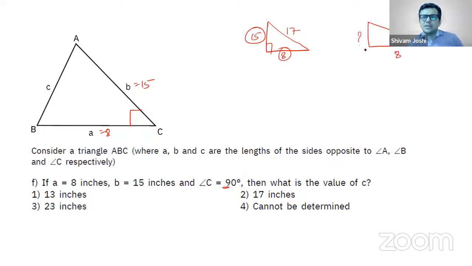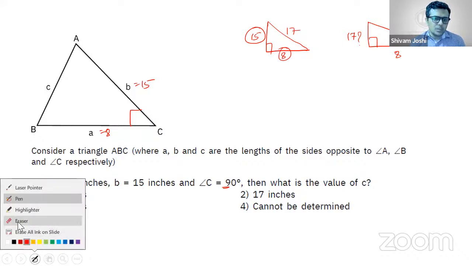Should you say that this is 17 even if I say this is a right angle triangle? No, because it's not possible that 15 is your hypotenuse and it is shorter than the other side. Correct. So in 8, 15, 17, 17 has to be the hypotenuse. If 15 is the hypotenuse, then the triplet is not applicable.